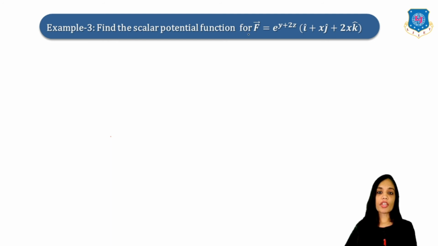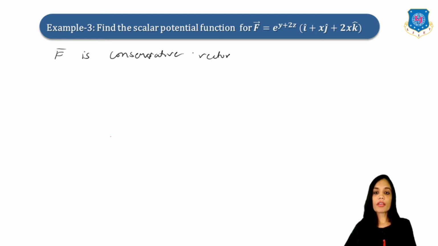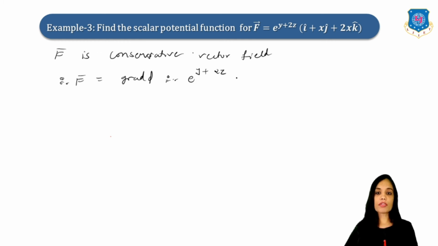We have to just find the scalar potential function for F bar equal to e^(y+2z) i cap + x e^(y+2z) j cap + 2x e^(y+2z) k cap. Firstly, we don't have to find the curl here because we have to assume that this F bar is a conservative vector field. Therefore, we can write that F bar is equal to grad phi. Now open the bracket and write from this.